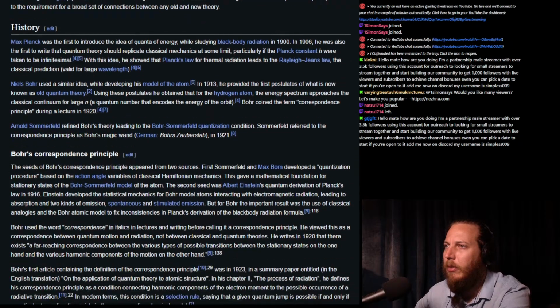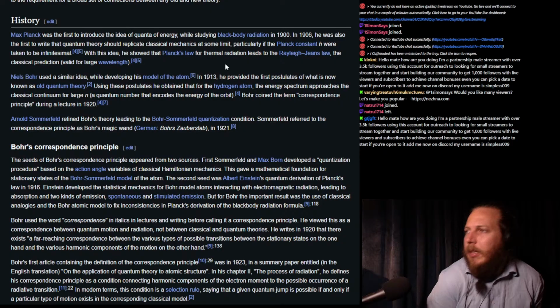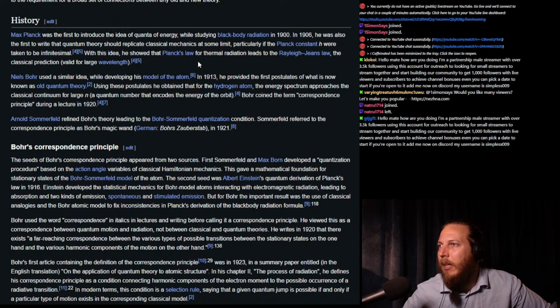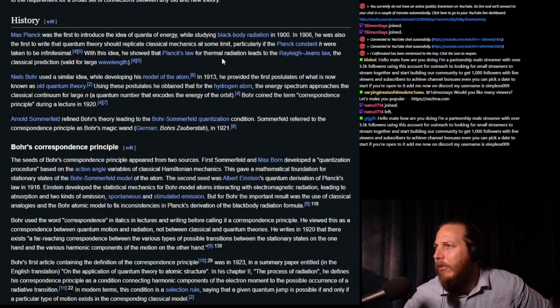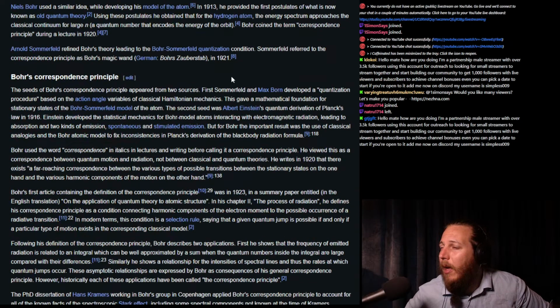Okay. Max Planck was the first to introduce the idea of quanta of energy while studying blackbody radiation in 1900. And at the start of the 20th century, in 1906, he was also the first to write that quantum theory should replicate classical mechanics at some limit, particularly if the Planck constant h, that's what h is, cool, were taken to be infinitesimal. With this idea, he showed that Planck's law for thermal radiation leads to the Rayleigh-Jeans law, the classical prediction valid for large wavelengths. Niels Bohr used a similar idea while developing his model of the atom.